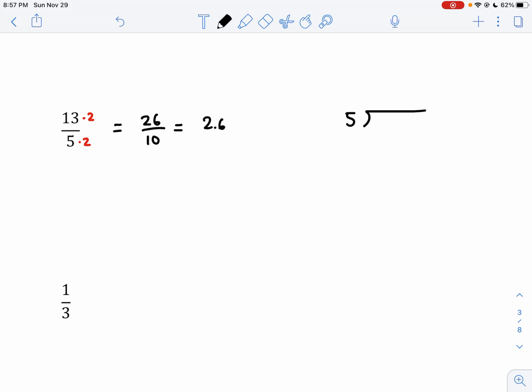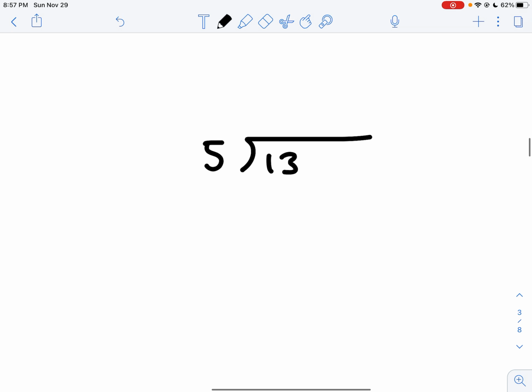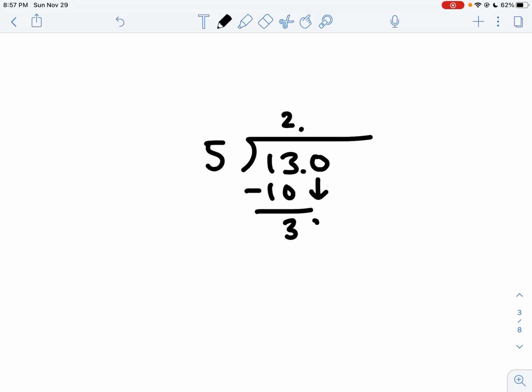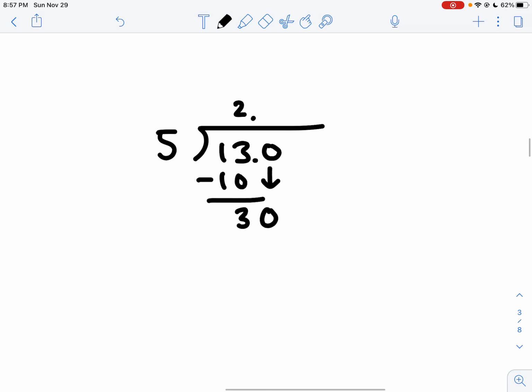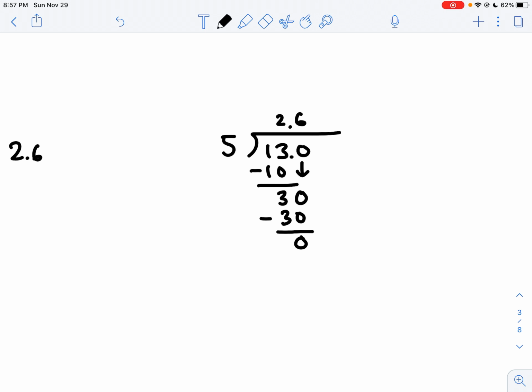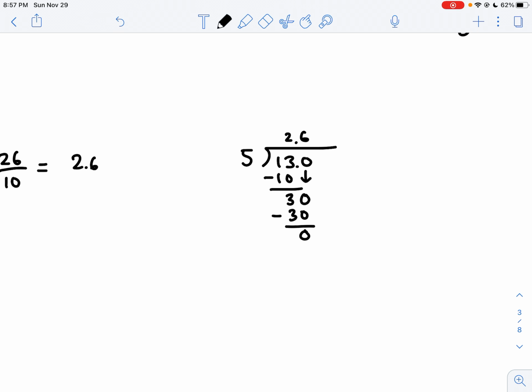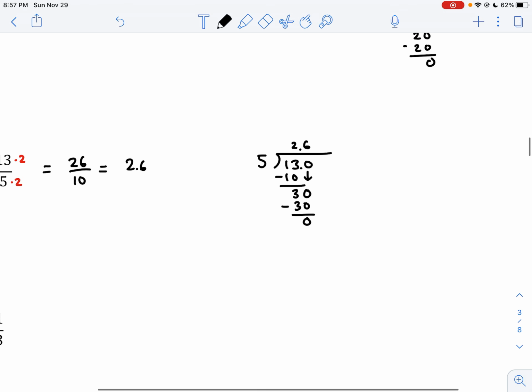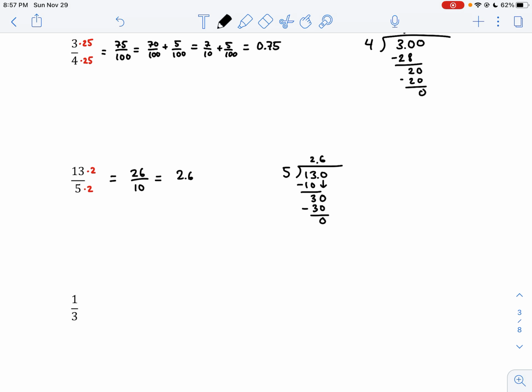And to do this using the algorithm, we're going to divide 5 into 13. 5 goes into 13 twice. 2 times 5 is 10. Subtract, we get a remainder of 3. So if I want to keep going with decimals, put a decimal here and put a corresponding decimal there. Bring down that free 0 and repeat the question. 5 times what will give me 30? The answer is 6. And 6 times 5 is 30. Subtract that, we get a remainder of 0. And so this is the algorithm approach to determine that 13/5 is the same thing as 2.6.